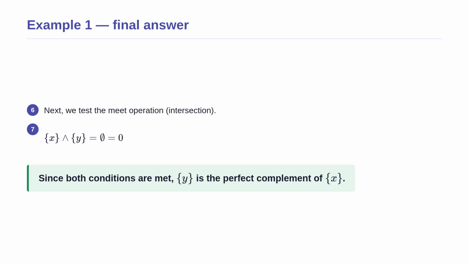Now we must check the second condition using the meet operation, which is the set intersection. If we take the intersection of the subset containing X and the subset containing Y, we find they share absolutely no elements. This results in the empty set, which is exactly our bottom element, 0. Since they combine to make the top and overlap to make the bottom, the subset containing Y is the perfect complement of the subset containing X. This proves that our power set is indeed a complemented lattice.